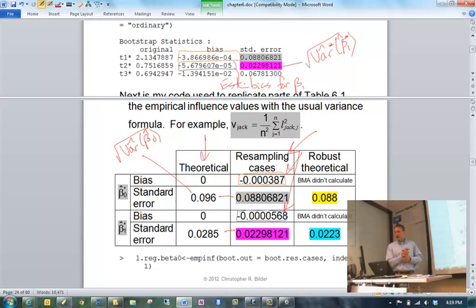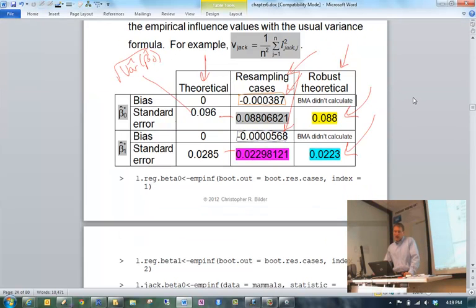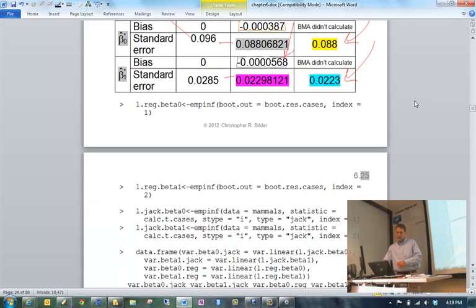Then lastly, the authors also have a column called Robust Theoretical. And what that basically means is that they use the non-parametric delta method to do their calculations. This is just directly from the book using the actual empirical influence values. What I show then, starting on the very bottom, page 624, is how we could get these values estimated using the jackknife or the regression method. And it's pretty much similar to what we've seen before, but I think this is a good review.